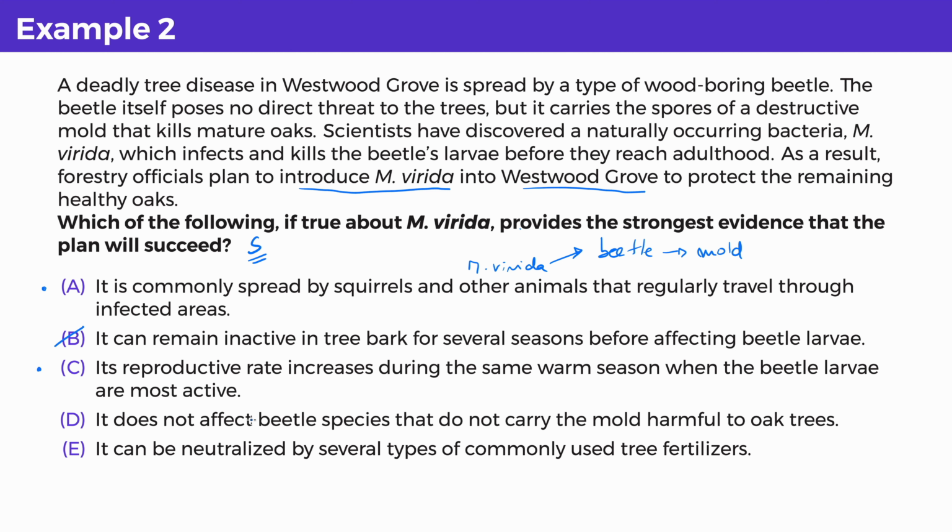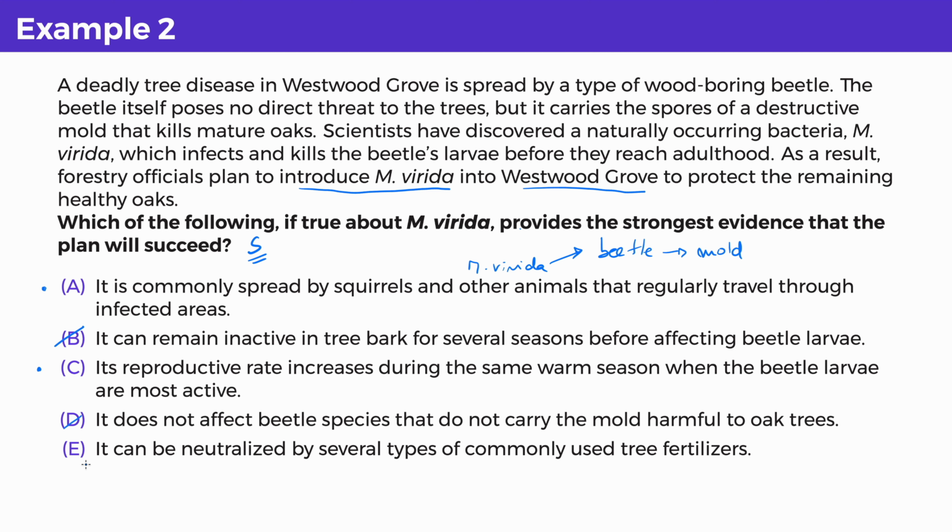Answer choice D. It does not affect beetle species that do not carry the mold harmful to oak trees. This is completely out of scope. It doesn't bring evidence of success of the plan to know that it is not affecting other beetles. So we can cross this one too. This is completely out of scope.